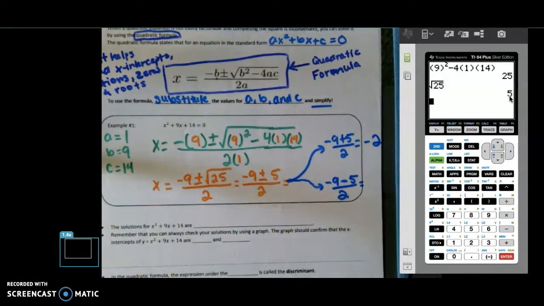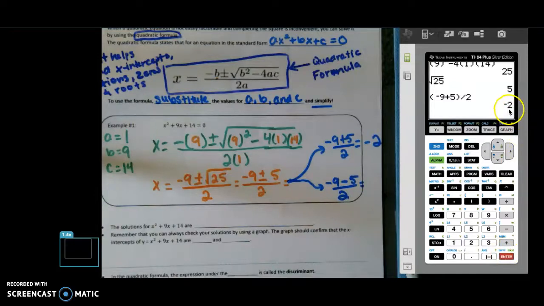If you really do want to do it in the calculator, this is how you would do it. Parentheses, negative 9 plus 5, parentheses. You see how I put the top part, which is our numerator, in parentheses. Then you want to put divide all over 2. Enter. See, I get negative 2.